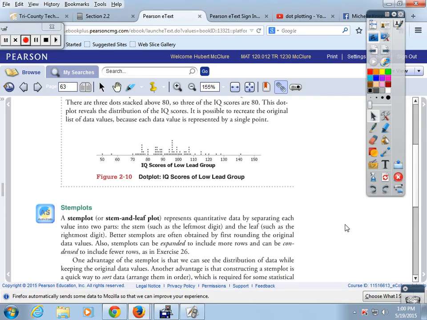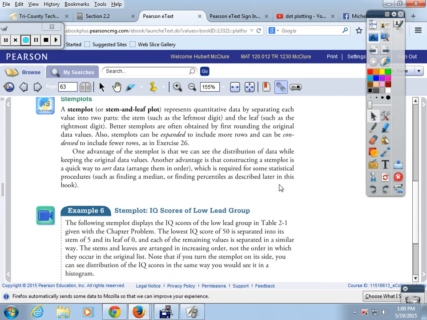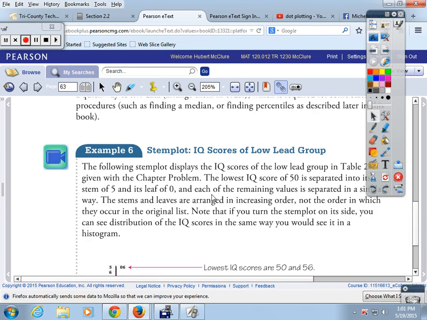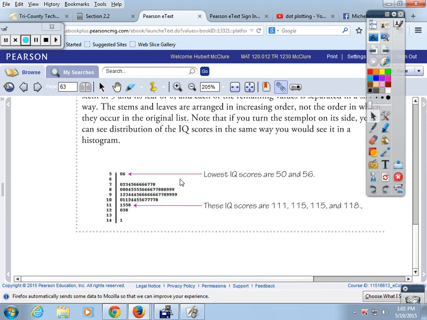All right, stem plot. What's the difference between a stem plot and a dot plot? A stem plot is vertical. Look. And you don't put dots, you put the numbers. All right, this is example 6. So, if you were to blow this up, you see that 5? That means 50. That 6 is 60, 70, 80, 90, 100, 110, 120, 130, 140. So how many values of 50 do I have in the group? 50 and 56. So I got two 50 values.